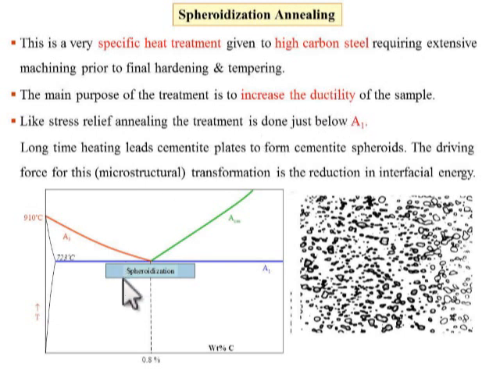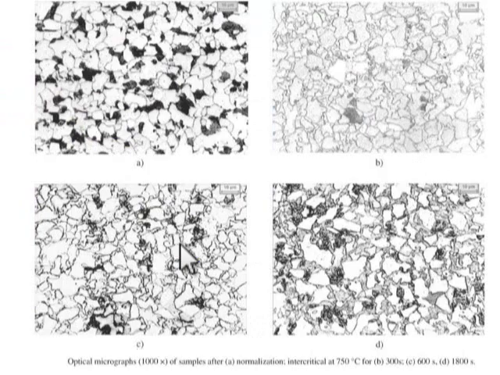Here the metal is heated above the A1 temperature and the temperature is maintained for a certain period, the soaking period, then you go for the cooling process. So this we call the synchronization annealing process.